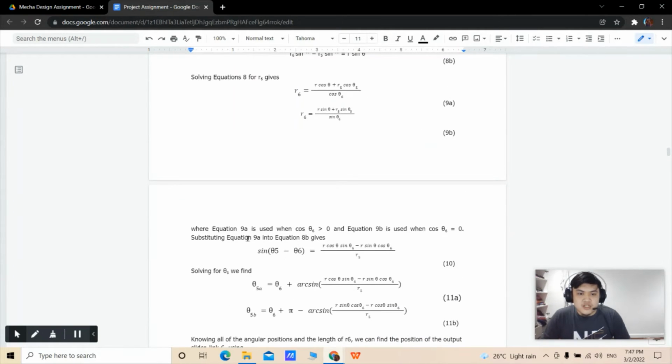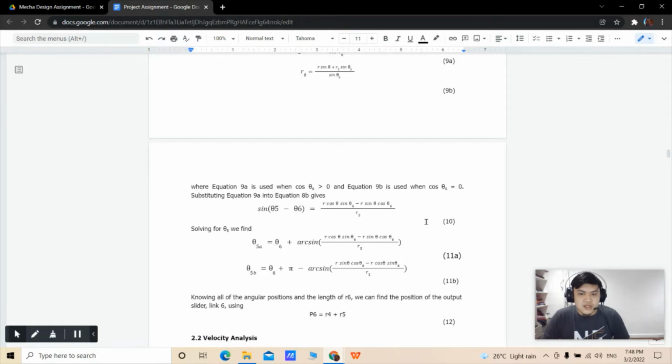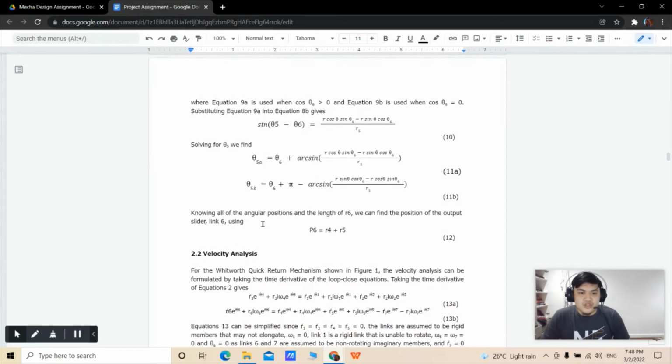Equation 9a will be used when cos theta 6 is greater than 0, and equation 9b is used when cos theta 6 is equal to 0. Substituting equation 9a into equation 8b will give us equation 10 here. Solving for theta 5, we will get equations 11a and 11b here. Knowing all the angular positions and the length of R6, we can find the position of the output slider 6 using the formula written in equation 12, where P6 is equal to R4 plus R5.